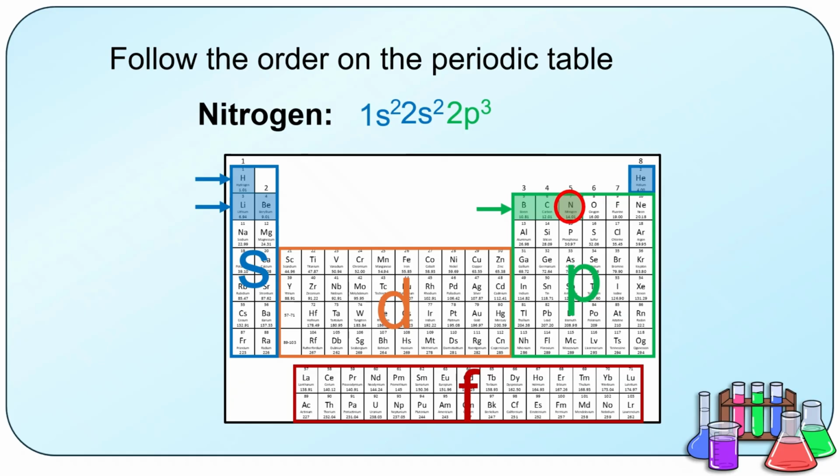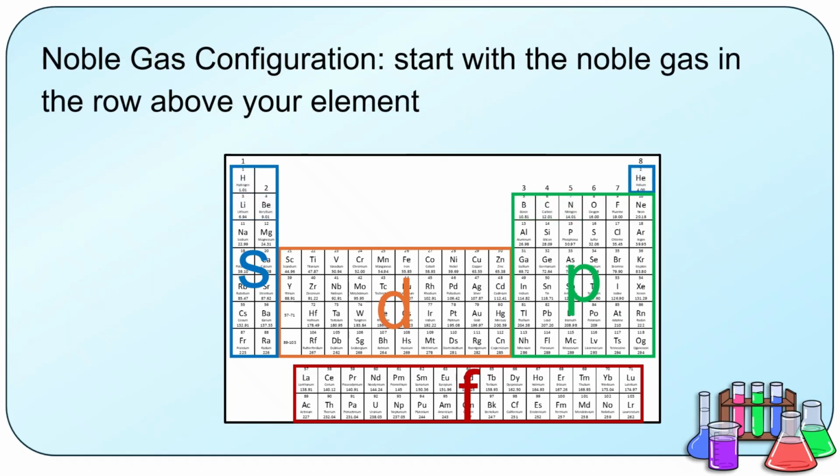If your element is further down on the periodic table, electron configurations can get pretty long, so there's a shorthand notation. It's called the noble gas configuration.